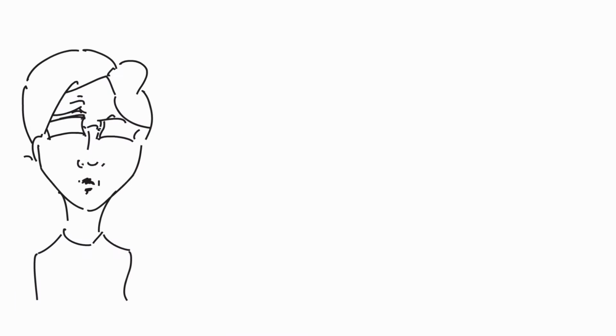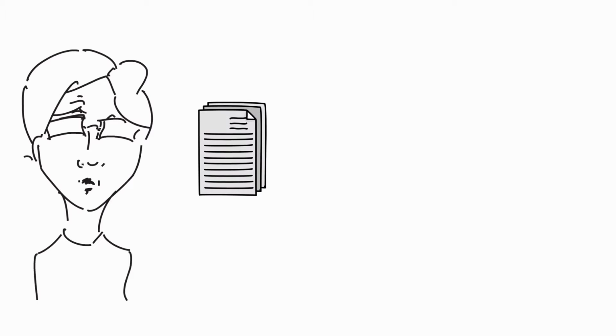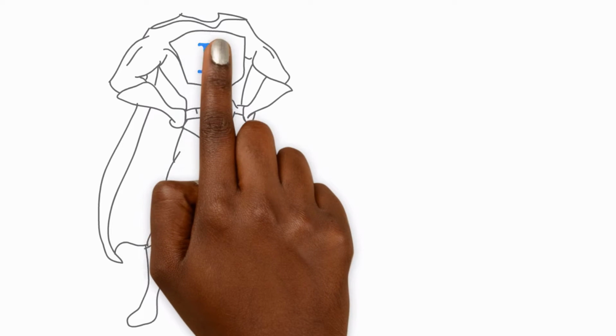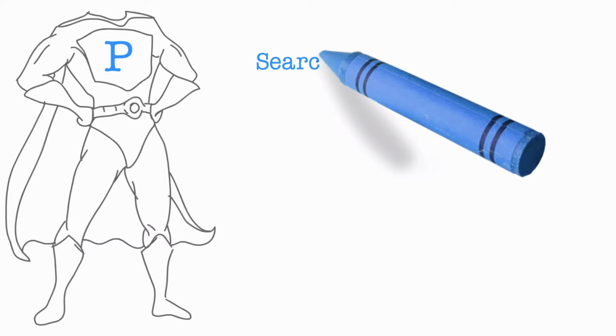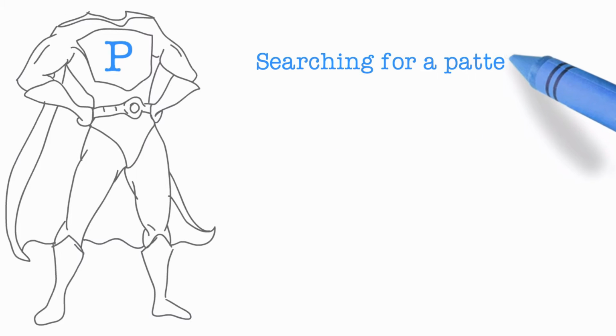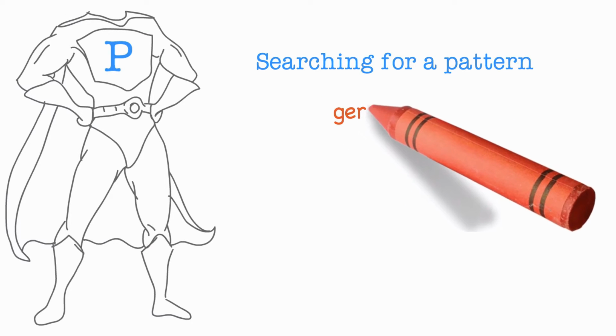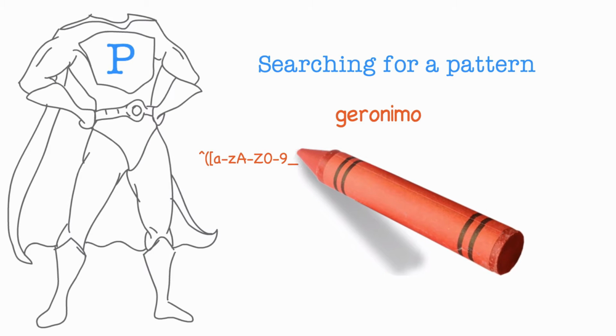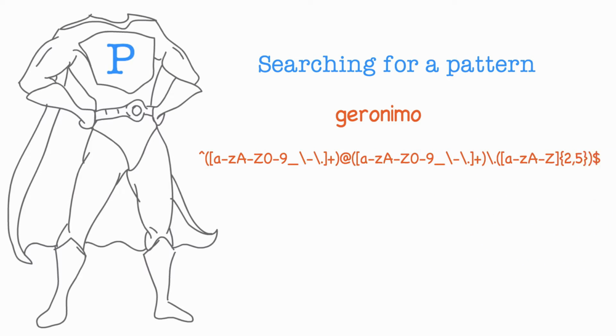Regular expressions are available in many types of tools such as text editors and database engines, but their real power is when used in programming languages. One of the most common regex operations is searching for a pattern. This could be something literal like the word Geronimo, or something more abstract like phone number or email address patterns.